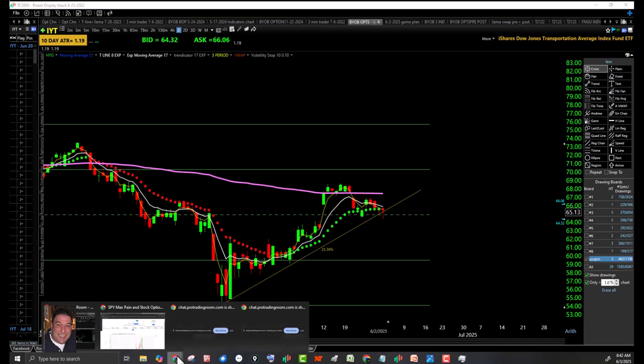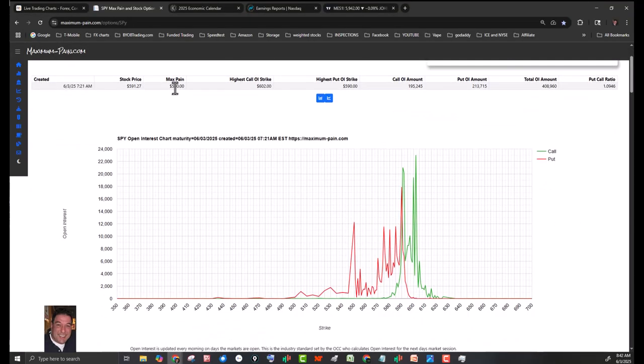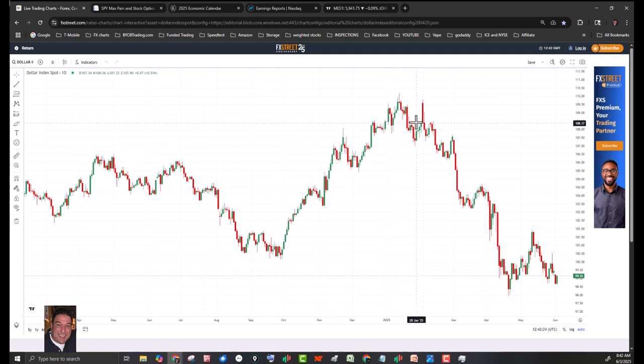Let's look at the economic package, and we'll call it a day. SPY max pain for today, 590. That's for the puts and calls that expired today. And we got a put-to-call ratio of about 1 put to each call. U.S. dollar index still in a downtrend, making lower highs, looking for a lower low. I'll take it if they want to give it to us. We closed down near the 98.64 area.